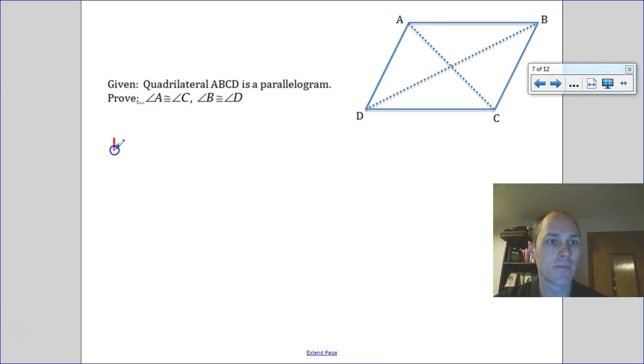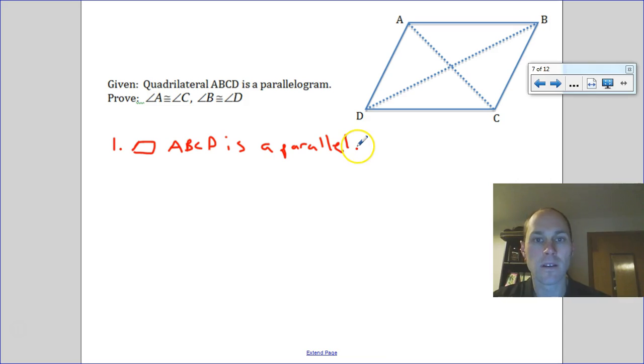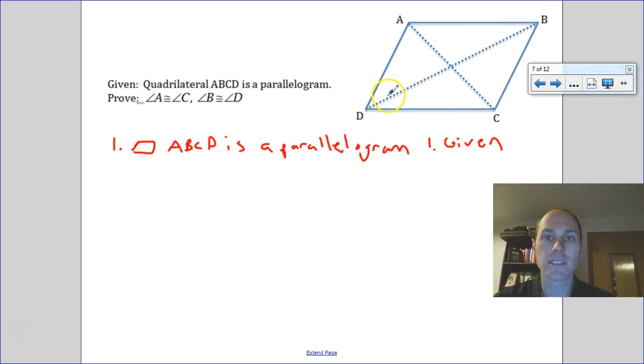So first of all, I'm given that quadrilateral ABCD is a parallelogram. And that's given. I'll just spell it all out. Parallelogram. Now, that tells us it's a parallelogram, but let's add a diagonal in here.